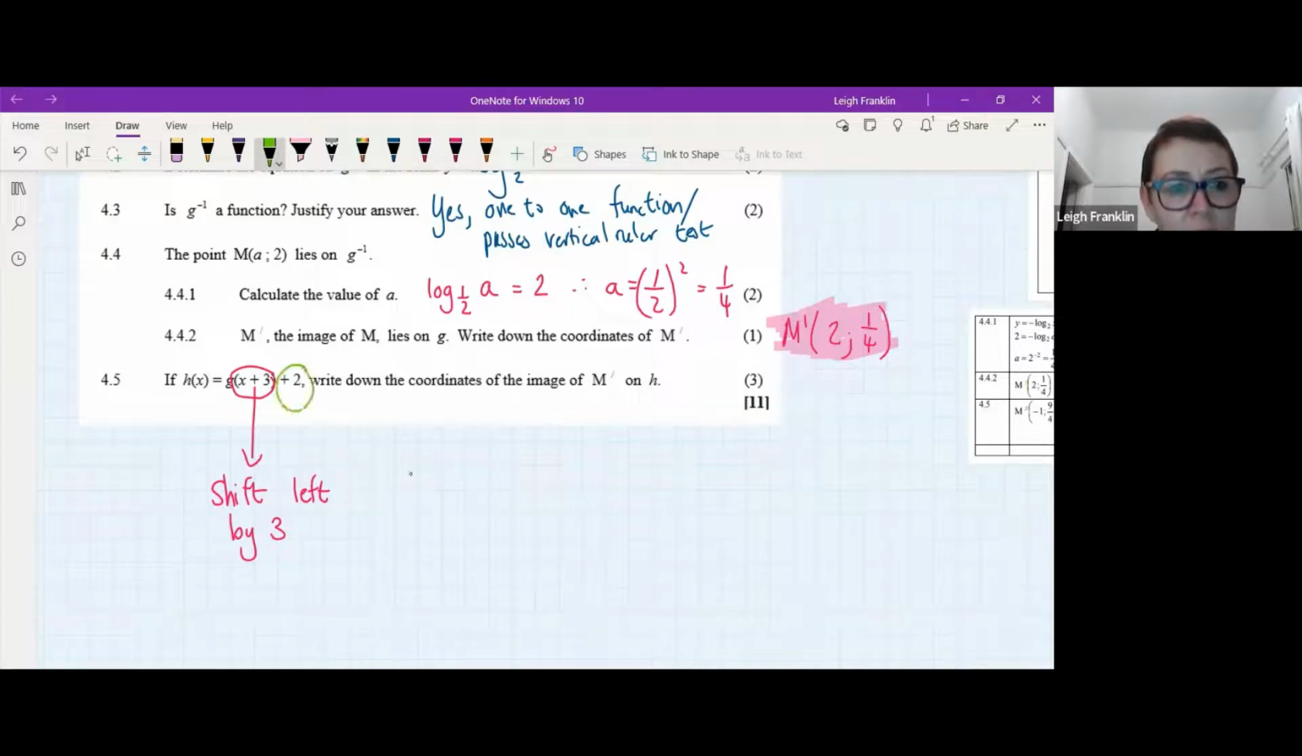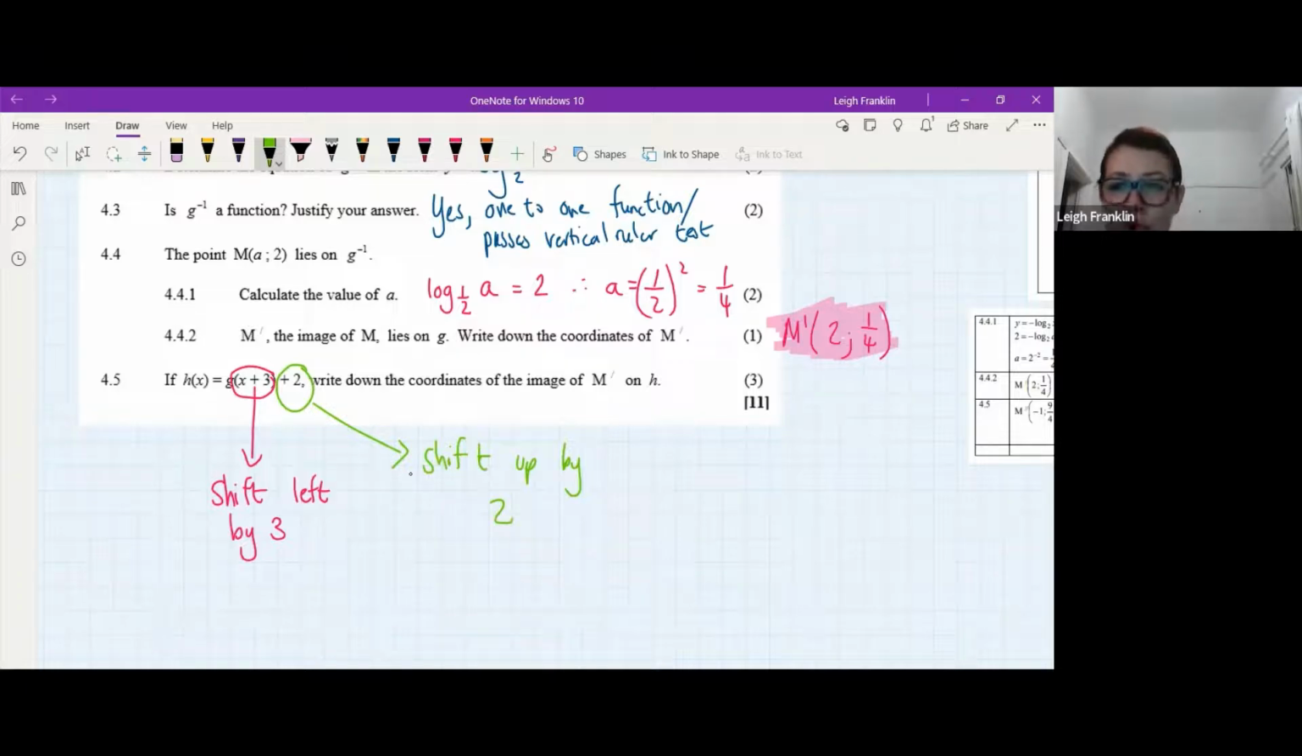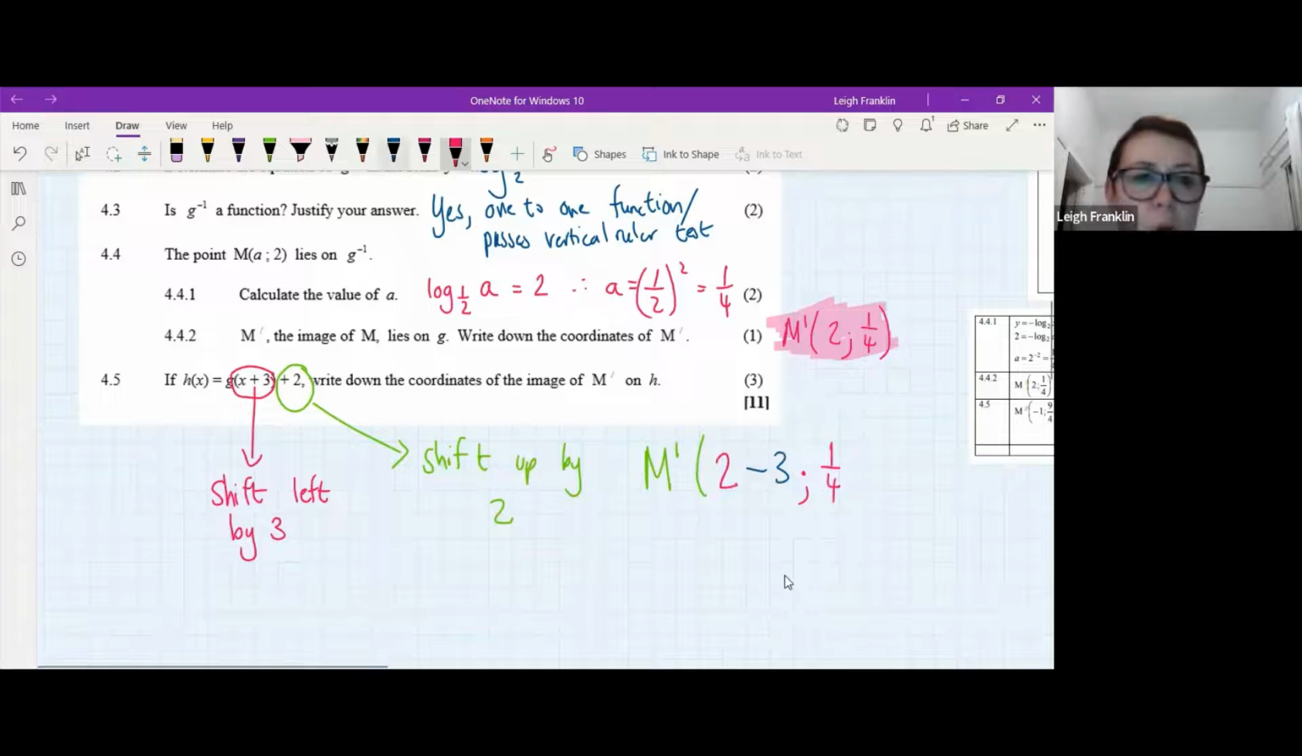This over here is an instruction to shift up by 2. So in other words, what they really want us to do to these coordinates of m is they want us to start at 2. I'll put the 2 in pink, and they want us to take away 3. And again, we're starting at a quarter, and they want us to add 2. Does that make sense to everybody?